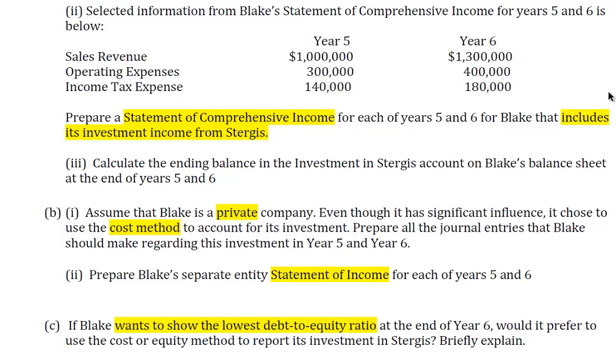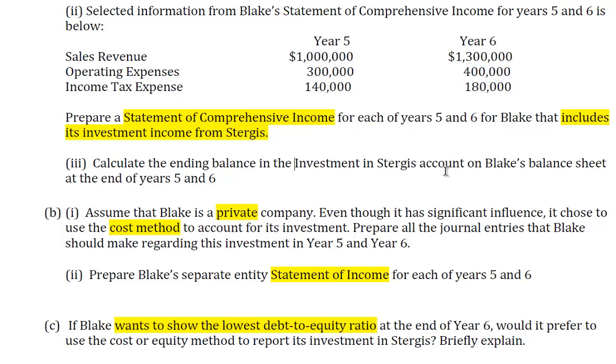What we're going to do here is focus on preparing the statement of comprehensive income for Blake under the equity method, assuming still that there's significant influence for years 5 and 6. And you can see here I've also asked you to calculate the balance sheet account on Blake's balance sheet for the investment in Sturgis for both years 5 and 6.